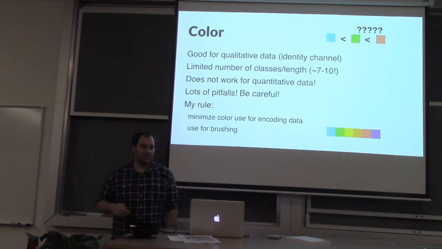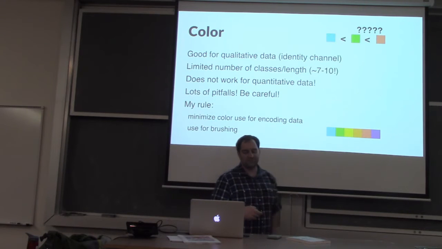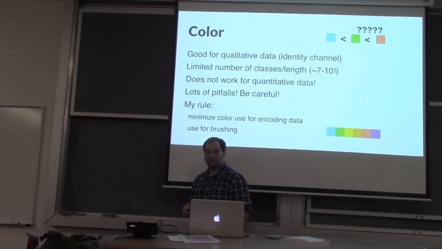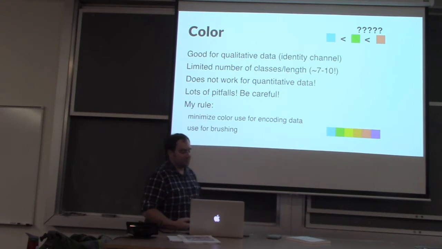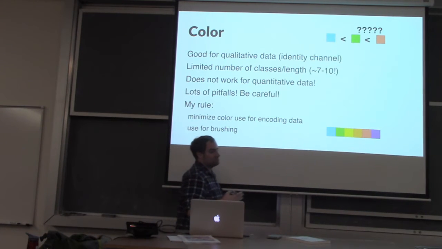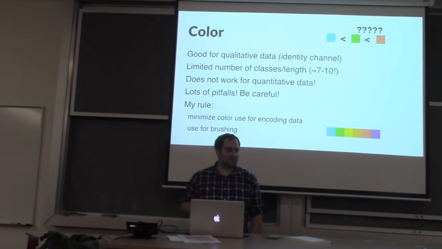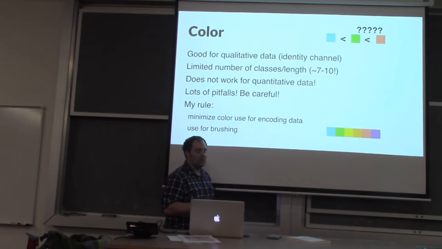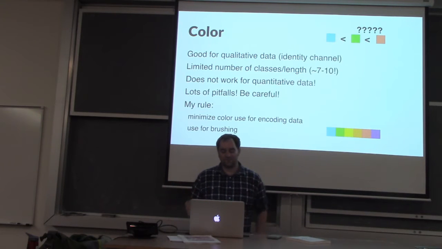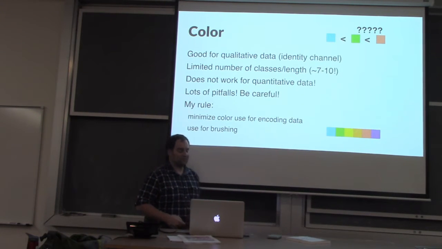Color is not to be used for quantitative data, you shouldn't use it for quantitative data. It is used for quantitative data quite a bit, unfortunately. It is good for qualitative data. We have a limited number of classes, so we can essentially safely distinguish 7 or 10 colors. Of course, if they're close to each other, we can distinguish more, but if they're in different places with some distractors in between them, it's hard for us to distinguish more than 7 or 10 colors.